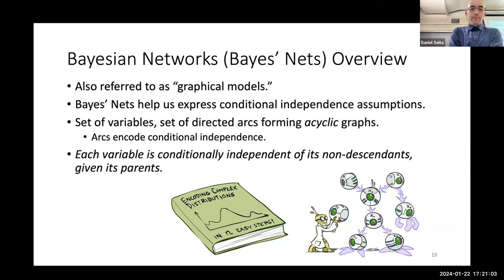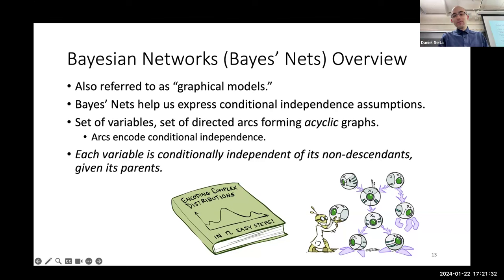All right, so let's talk about Bayesian networks, otherwise referred to as graphical models. Bayes nets help us express conditional independence assumptions. They are a set of variables which are represented as nodes. They don't usually look like this cartoon, but just think of it as representing that. You'll see more common examples after this.